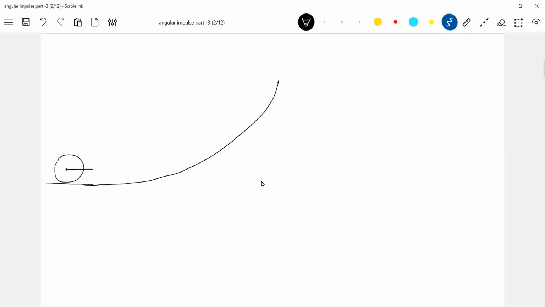Same numerical. So I gave a condition like this. What is the condition? The track will be like this. There's a rough surface. What is the maximum height to which it will rise?